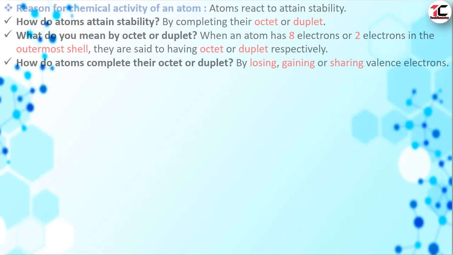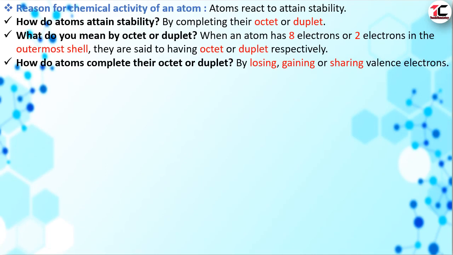Let us see the next topic. Reason for chemical activity of an atom. Why do atoms react? Atoms react to attain stability. Every atom wants to be stable. Then how do atoms attain stability? They can attain stability by completing their octet or duplet.